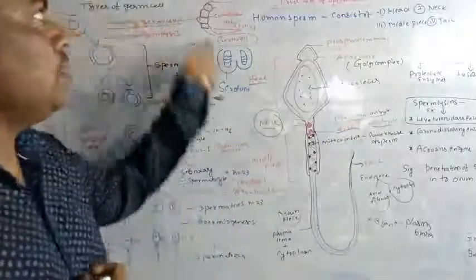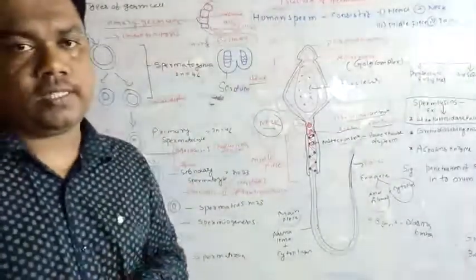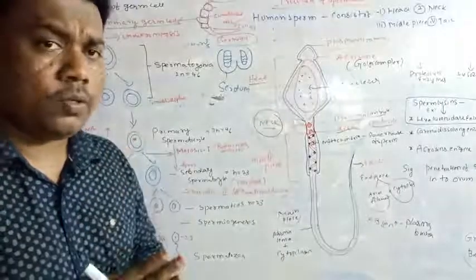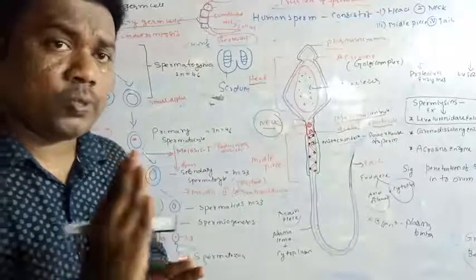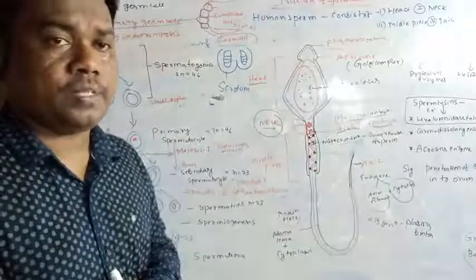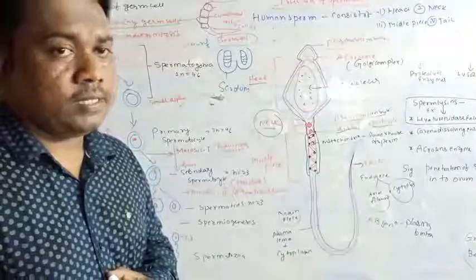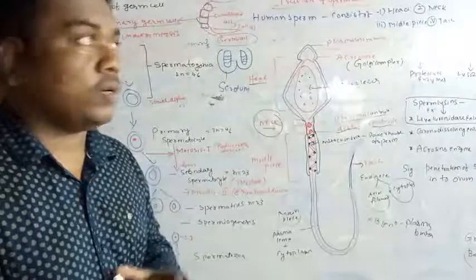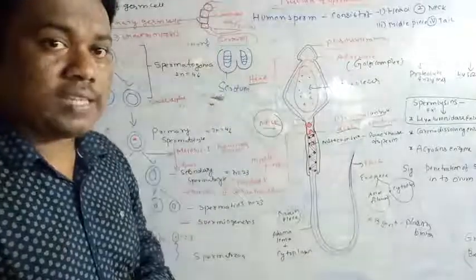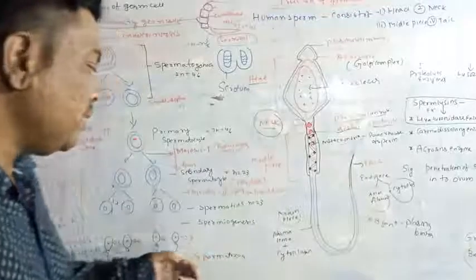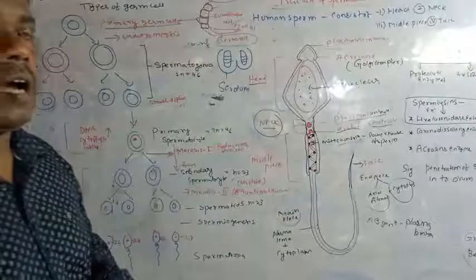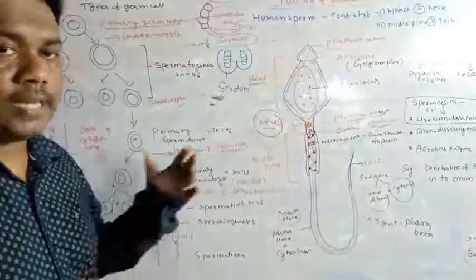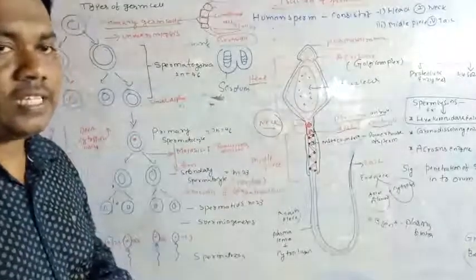So this is about the spermatogenesis process. Once again I repeat beta, spermatogenesis means the production of sperms from the germinal epithelium of the seminiferous tubules with the Sertoli cells. That is called spermatogenesis. What is spermiation? Spermiation means detachment of sperms from the Sertoli cells or nurse cells. That is known as spermiation.